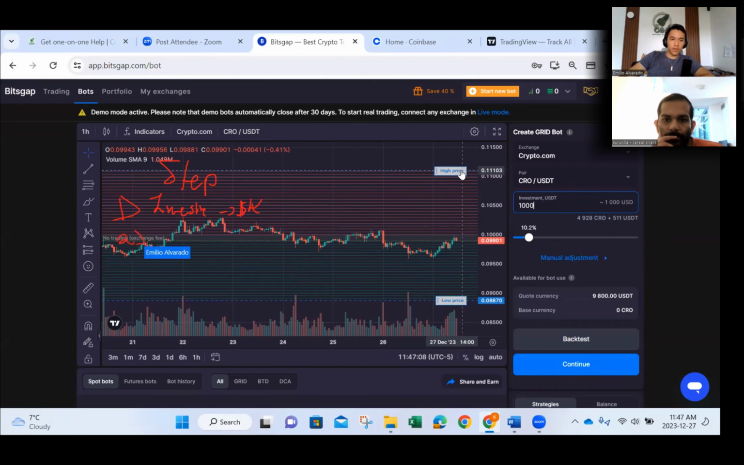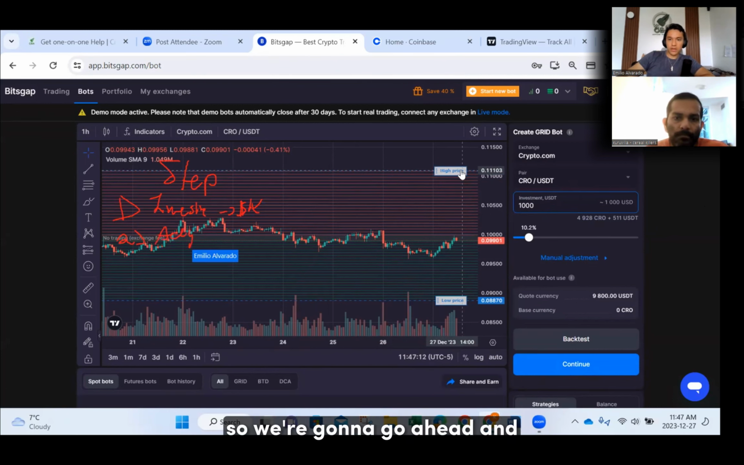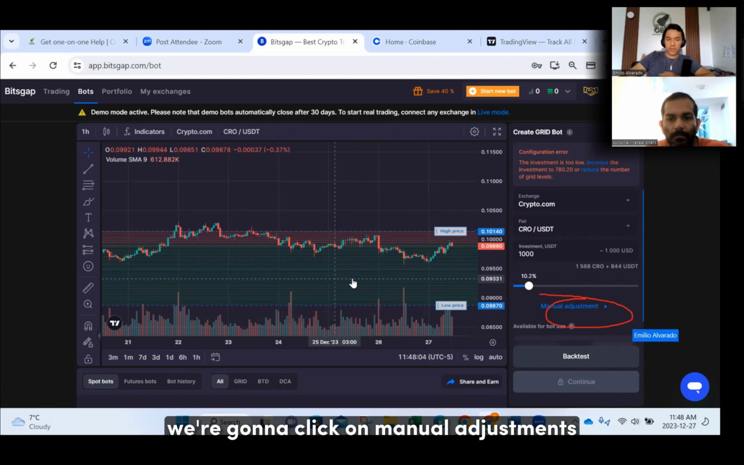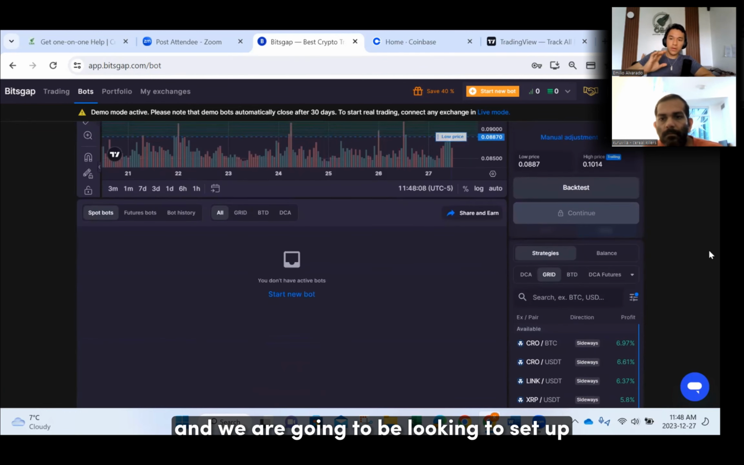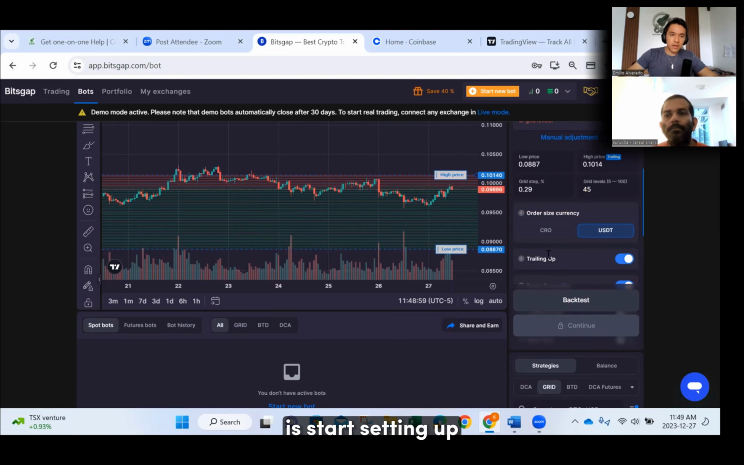The second step will be adjusting the grid. So we're gonna go ahead and take the high price and move it all the way down as we talk. Once that is done, we're gonna click on manual adjustment, and we are going to be looking to set up the grid range. Grid step percentage is gonna be the key to making 1% to 5% per day. What you have to do is start setting up your grid step percentage from 0.3%. So you're gonna change this to 0.3.